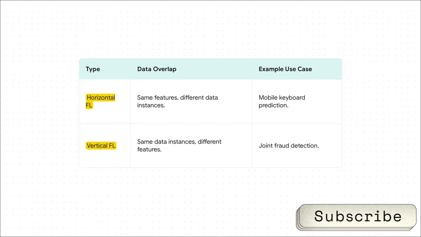And it turns out there are a couple of different flavors of this. The most common one is called horizontal federated learning. A good way to think about this is a bunch of hospitals. They all have the same kind of data, patient records, but for different people. They can team up to train a model.